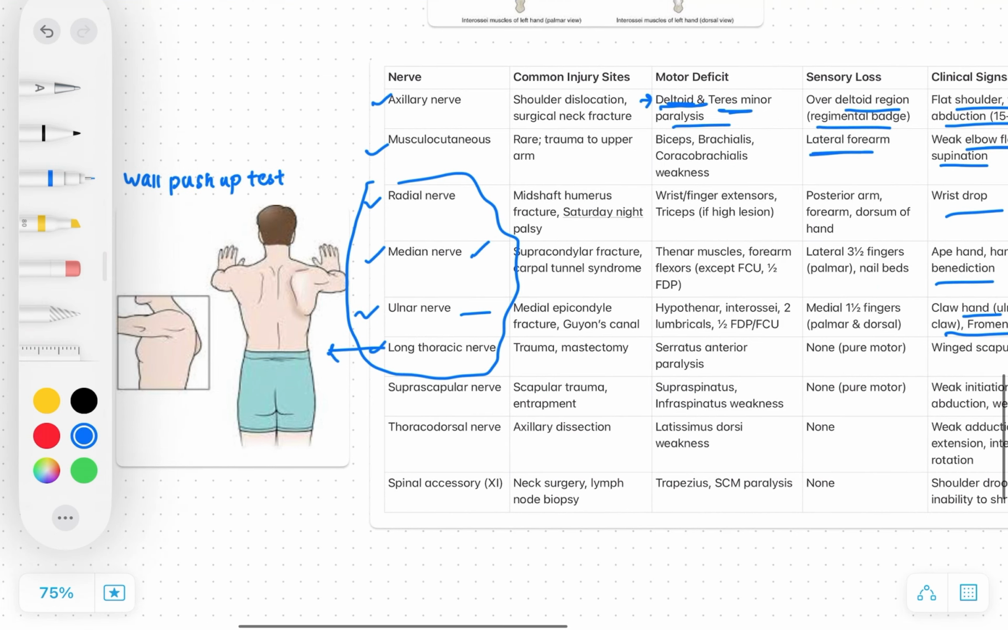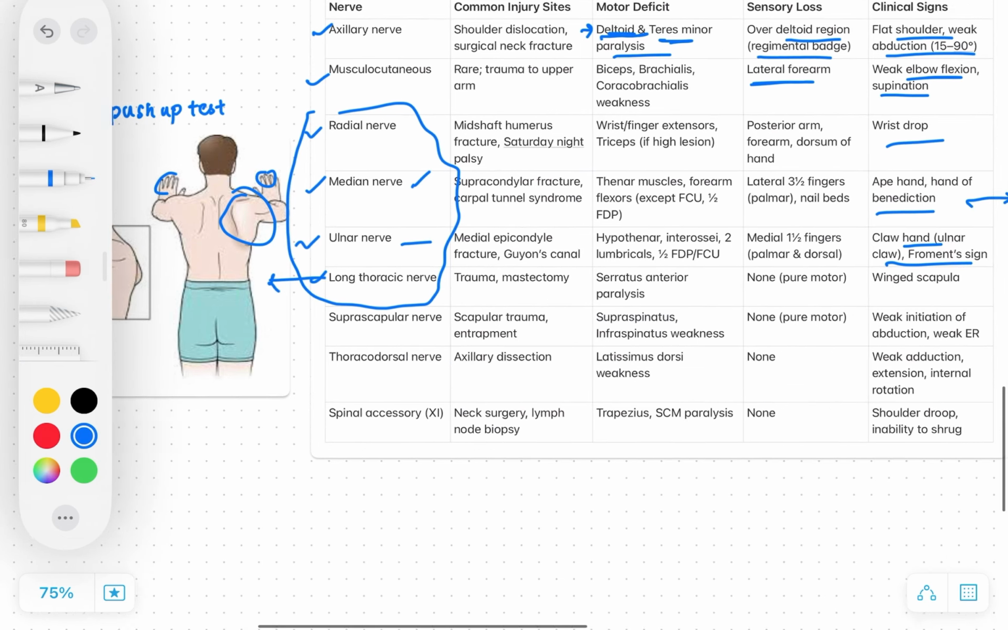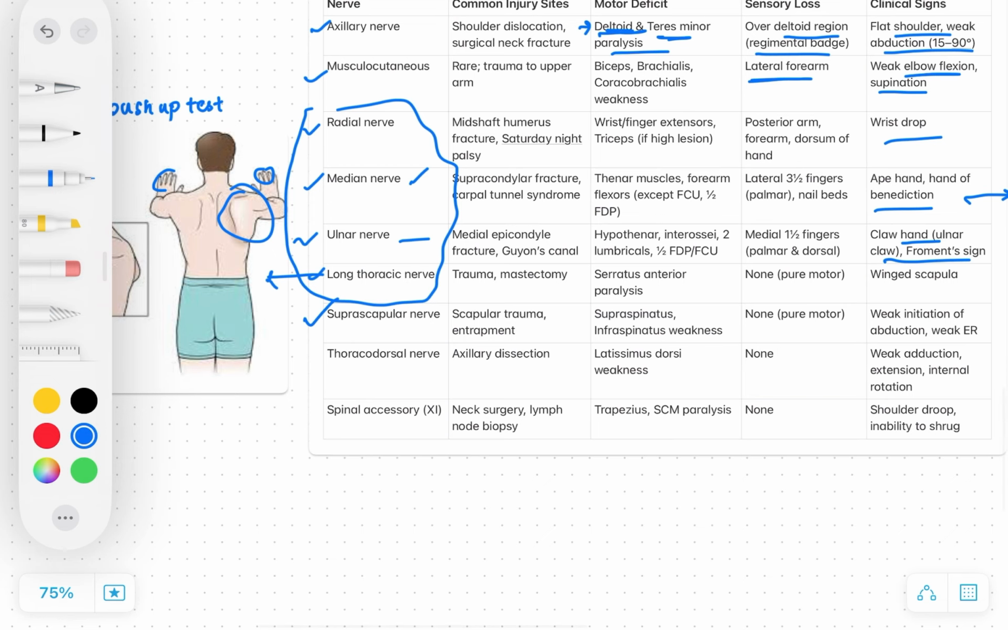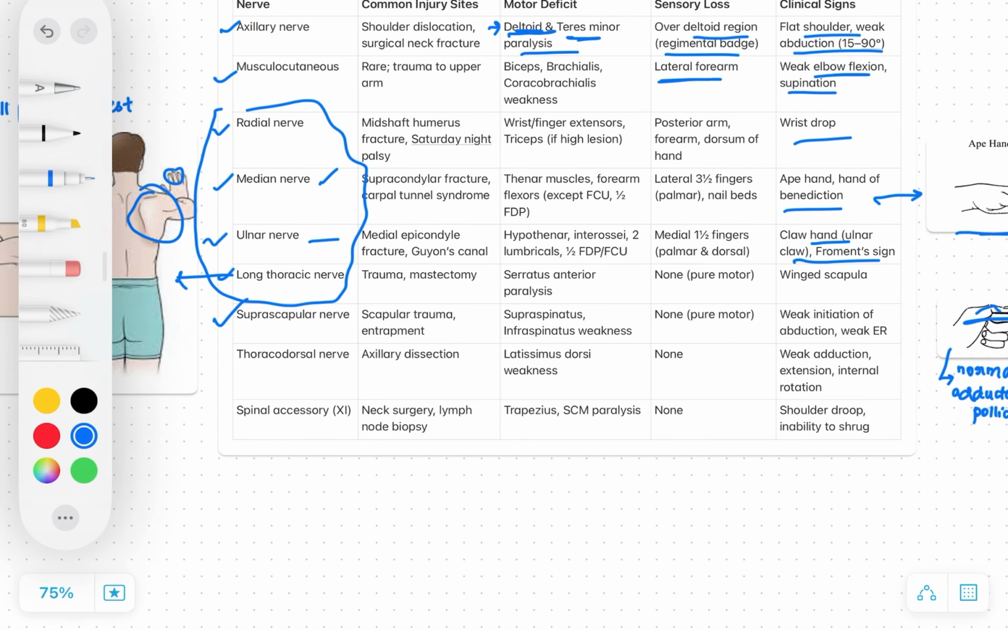Long thoracic nerve injury will cause winging of scapula. We can ask the patient to do the wall push-up test by holding both hands towards the wall and pushing the wall. We can see winging of the scapula here. Suprascapular nerve supplies supraspinatus and infraspinatus, so weakness will be there. It is a pure motor nerve. There will be no sensory loss.